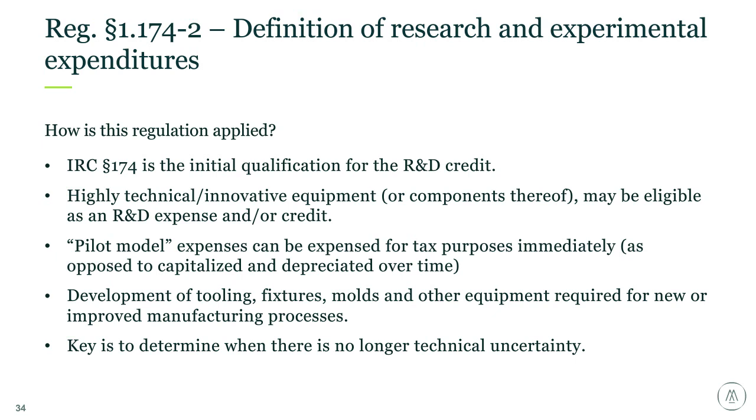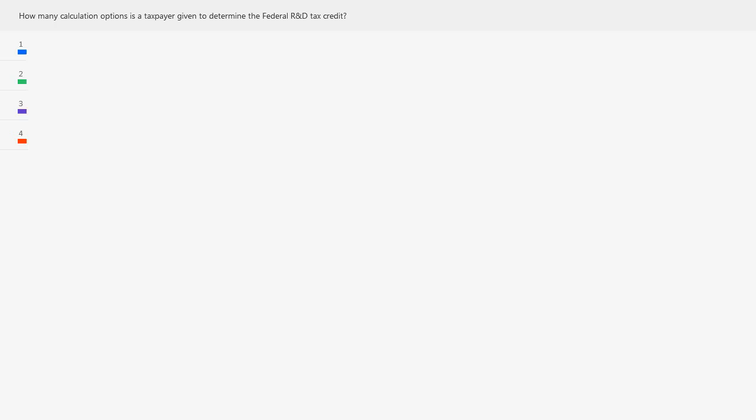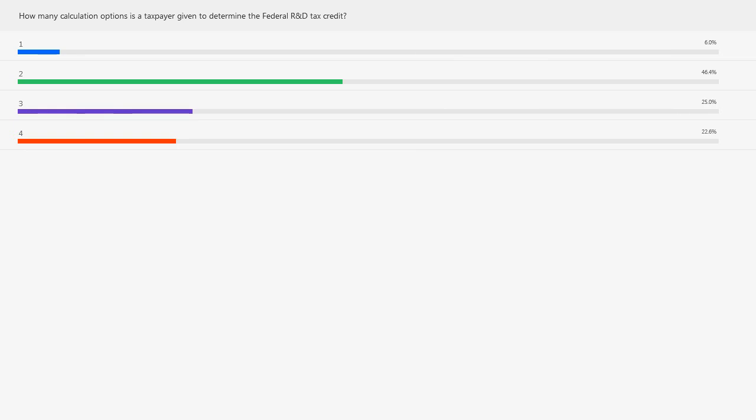And let's take a look at the results. Back to you. Great, yeah. There are two options. There's the traditional calculation option, also known as regular, and there's also the ASC method, also the alternative simplified credit method option.